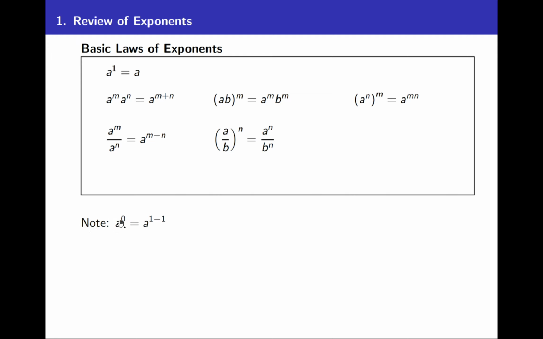What about if you had a to the power of 0? Well, a to the power of 0, you could think about that this way, that 0 is 1 minus 1. So it's a to the power of 1 minus 1. And using this property, a to the power of 1 minus 1 would be a to the power of 1 divided by a to the power of 1. And that's equal to 1. Actually, it equals 1 as long as a is not equal to 0. Otherwise, you get 0 divided by 0.